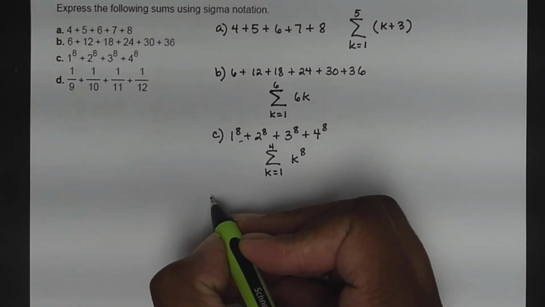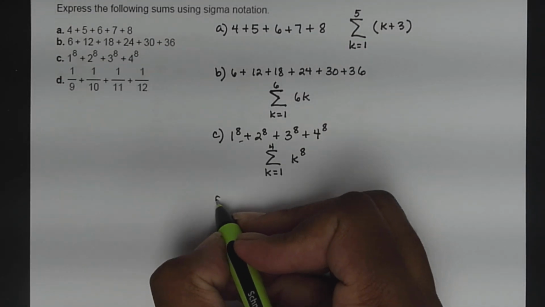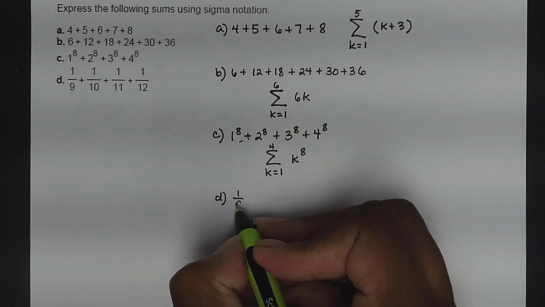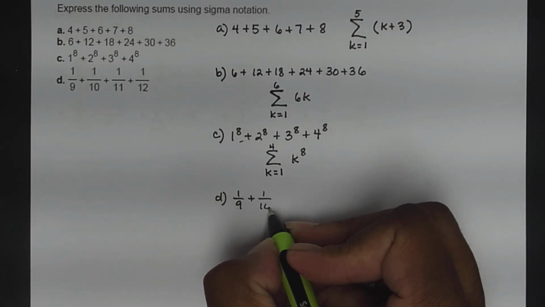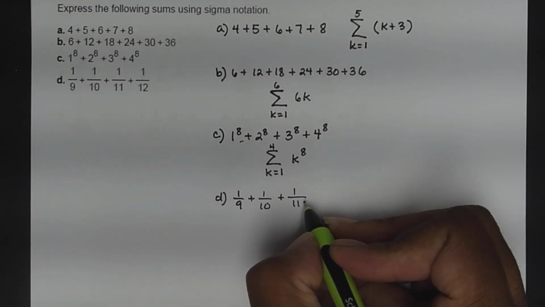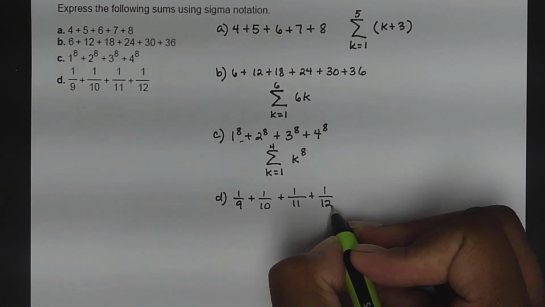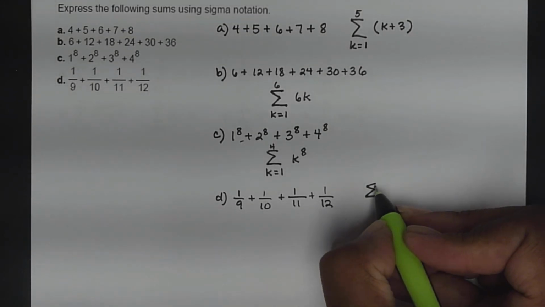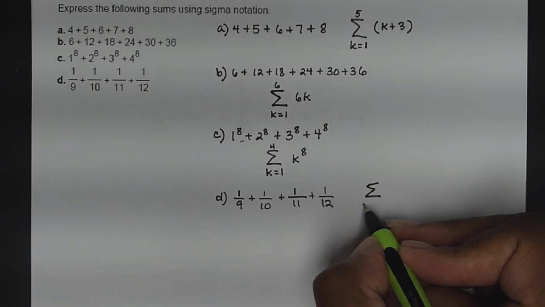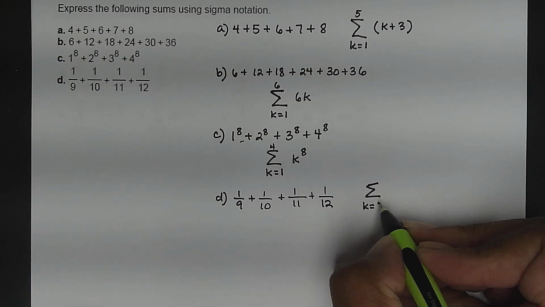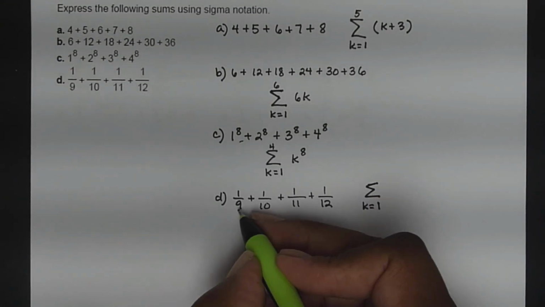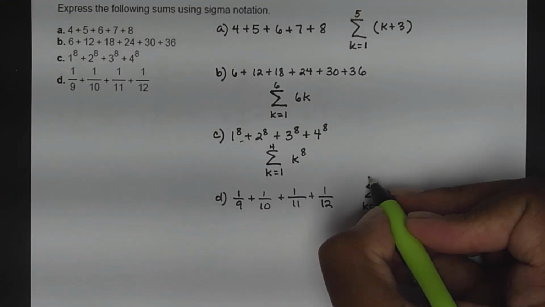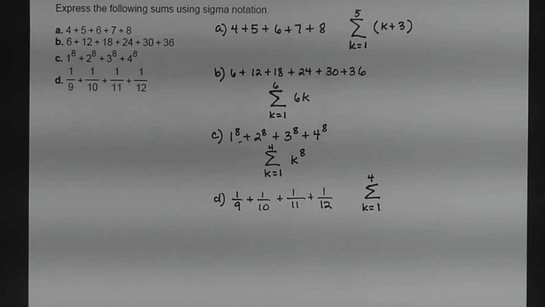And then part D, 1/9 plus 1/10 plus 1/11 plus 1/12. I want to express that using sigma notation. So I have the summation from k equals, let's start off with the 1, and then we've got 1, 2, 3, 4 terms, so our upper limit would be 4.